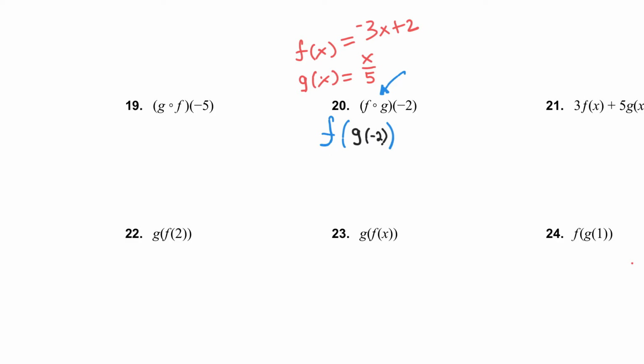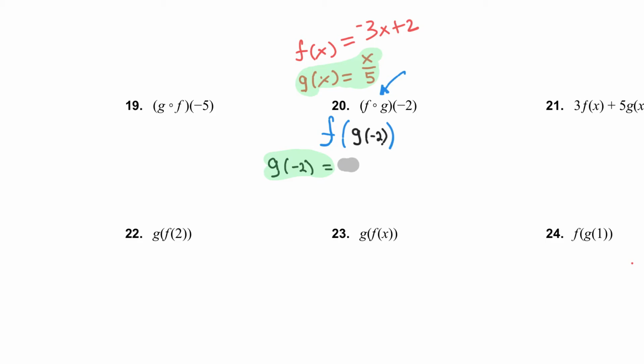Therefore, we need to find G of -2. So I'm going to go ahead and evaluate G of -2. The input is a -2. So the function that we're going to be looking at is this right here. This is the function, G. We're going to look at G, and we're going to substitute x with -2. So what do you get?